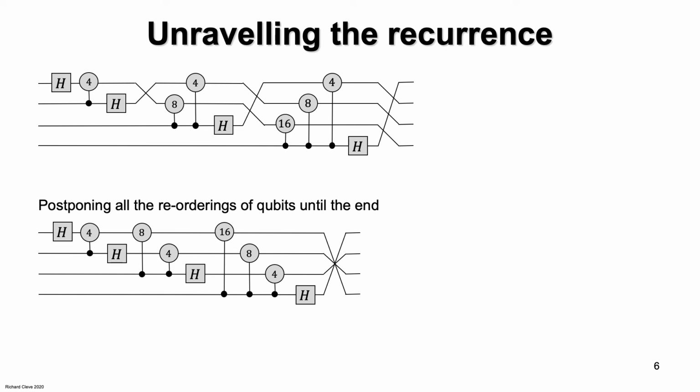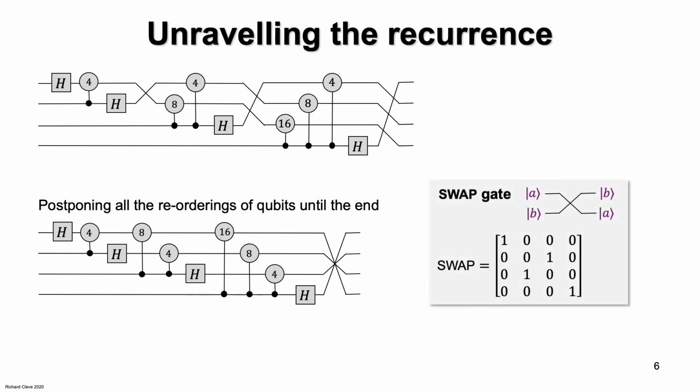How do we perform this reversal? The reversal consists of around n over 2 two-qubit swap gates, where a swap gate is defined this way. In the computational basis, ket A, ket B is mapped to ket B, ket A. It corresponds to this 4x4 matrix.